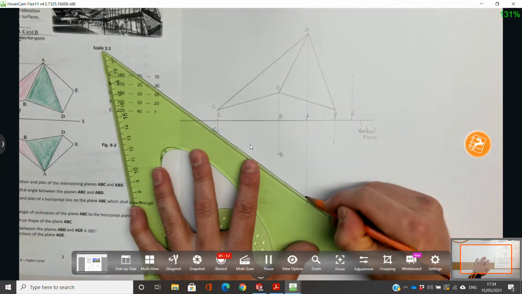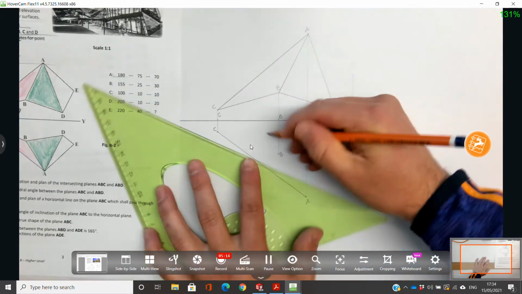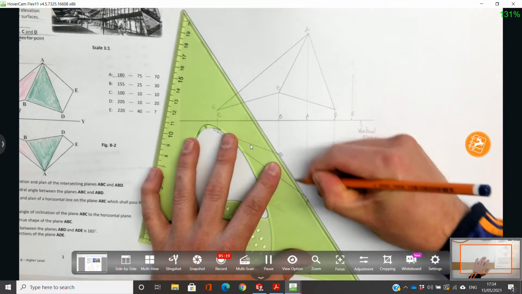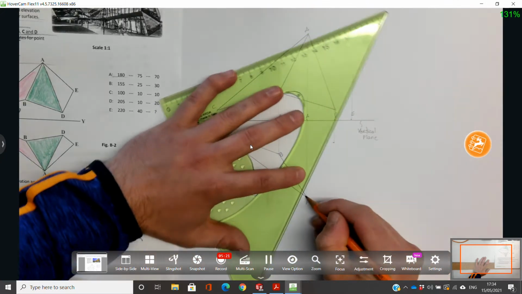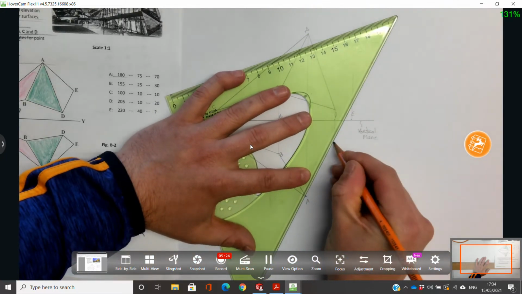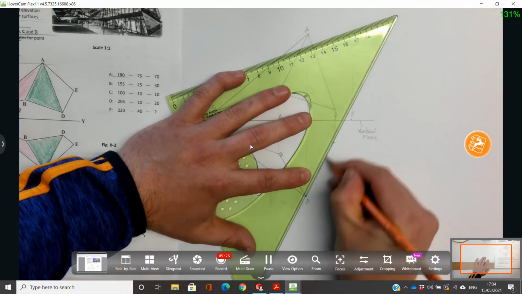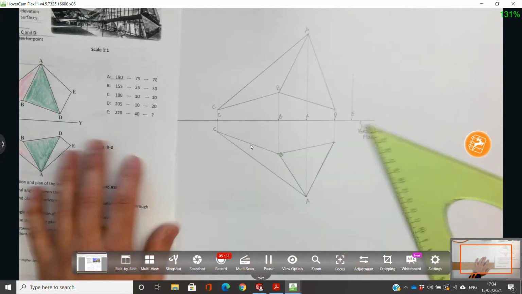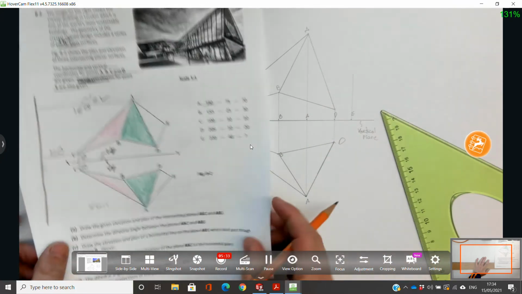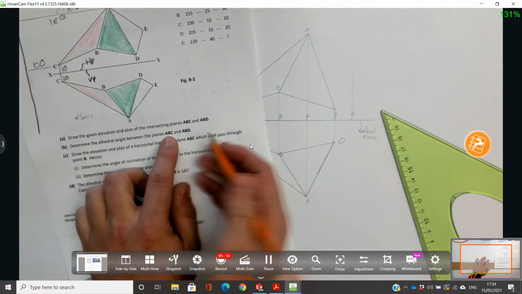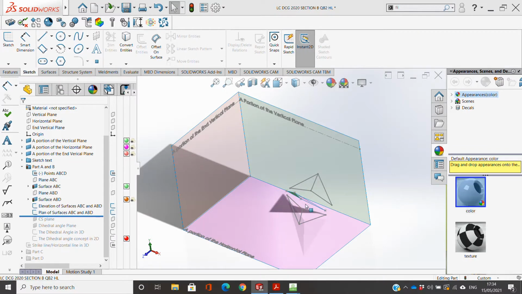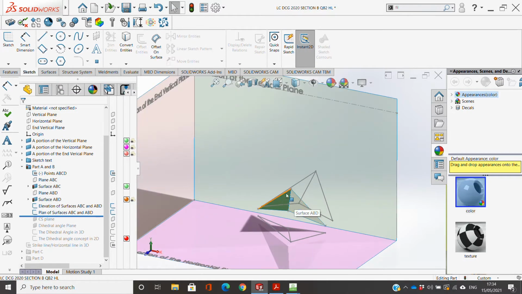So A, B, C, there's D. Now the next part is determine the dihedral angle between ABC and ABD. So I need to find the angle of intersection between those two surfaces.